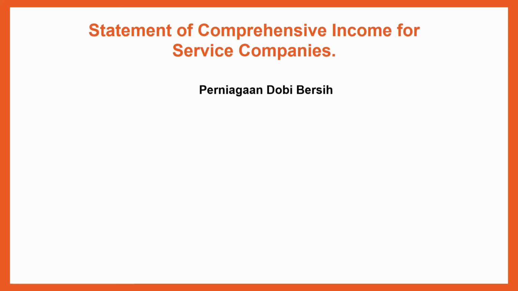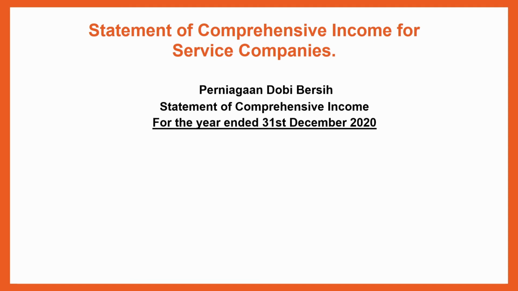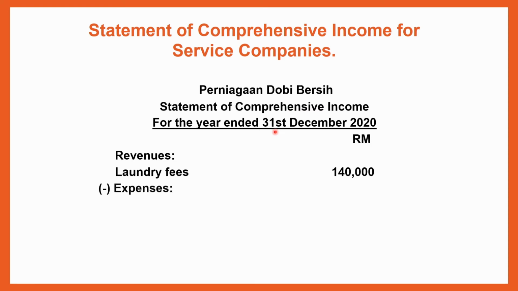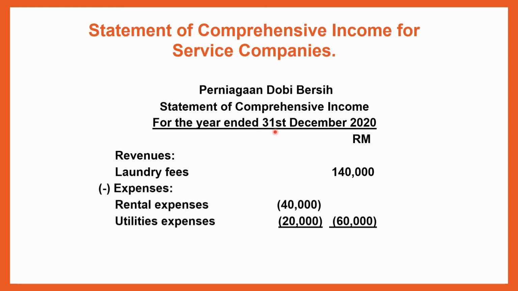And this is the format for statement of comprehensive income for service company. The name of the company, the name of the statement, and the date of the accounting period. And the items are revenue less expenses, and you get net profit. This one is for service company.